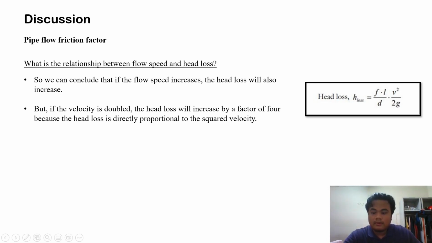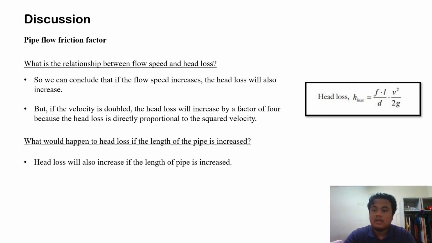From the formula, it shows that the head loss is directly proportional to the squared velocity. So we can conclude that if the flow speed increases, the head loss will also increase. If the velocity is doubled, the head loss will increase by a factor of 4, because the head loss is directly proportional to the squared velocity.